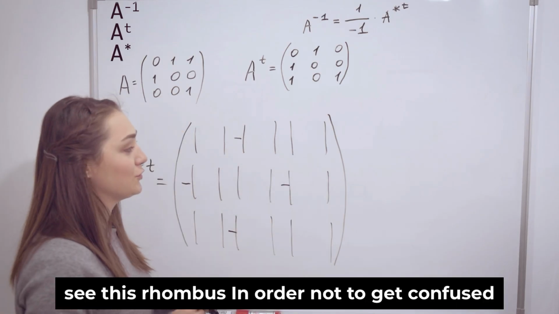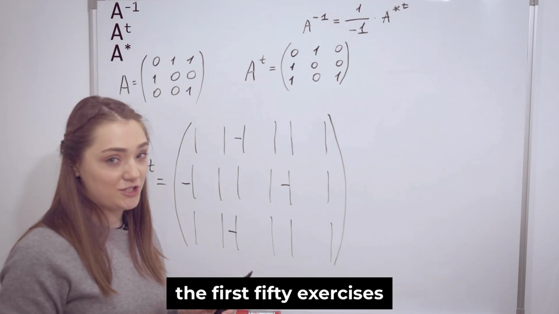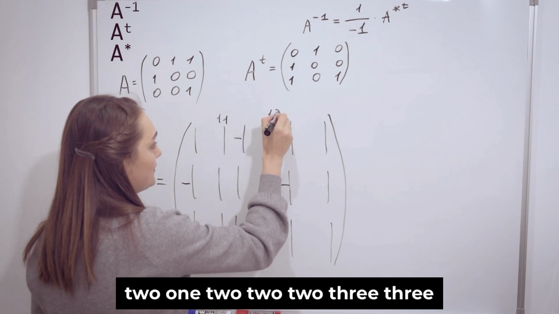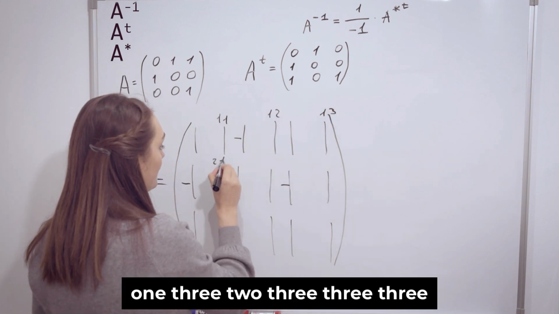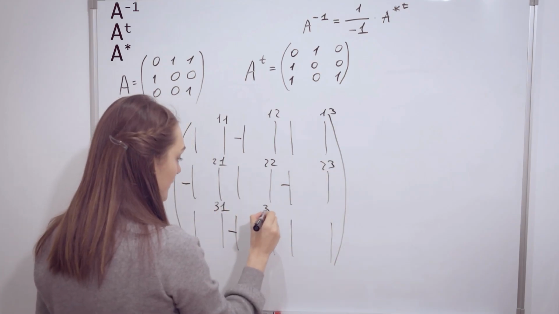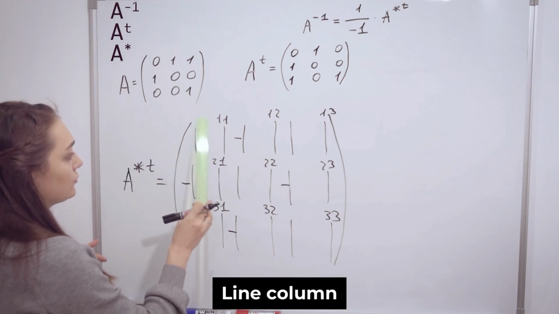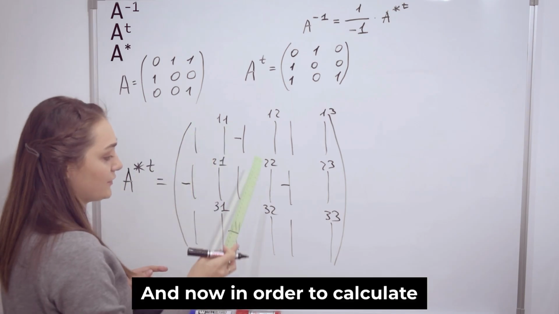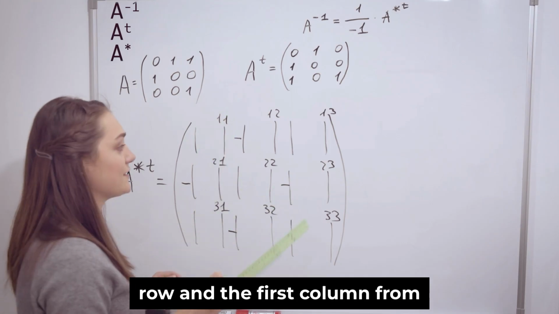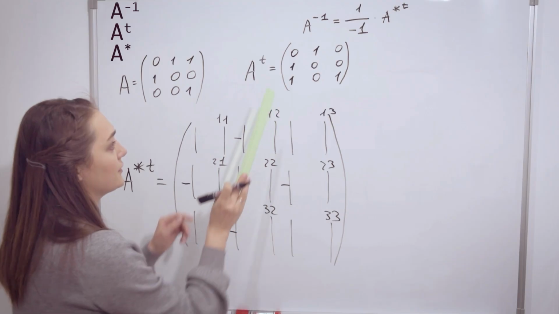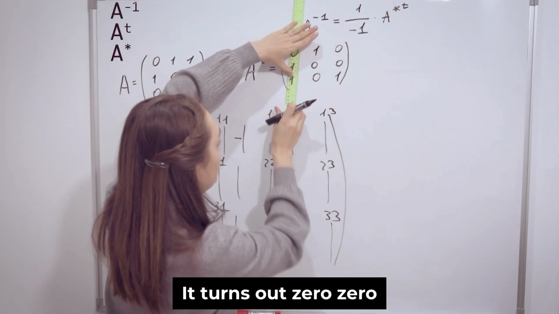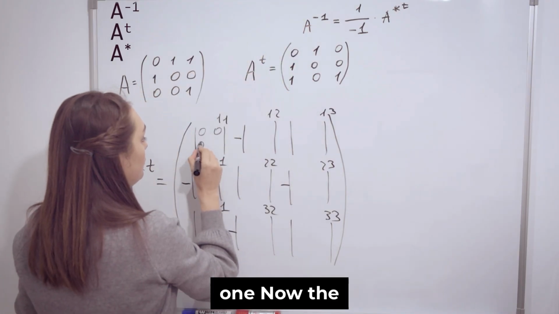In order not to get confused, it is best to do this work for the first 50 exercises. 1,1; 1,2; 1,3; 2,1; 2,2; 2,3; 3,1; 3,2; 3,3. Row, column. And now, in order to calculate each determinant, for example 1,1, we remove the first row and the first column from our transposed matrix. The first row and the first column, like this. It turns out 0, 0, 0, 1.